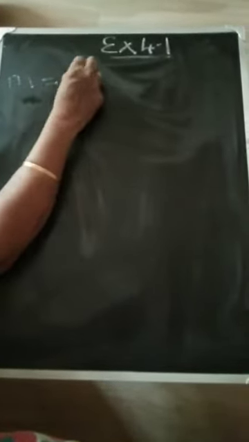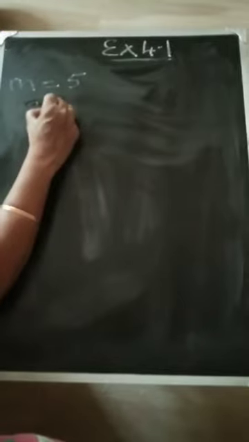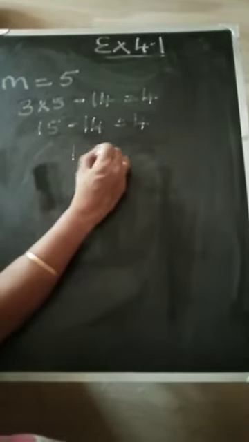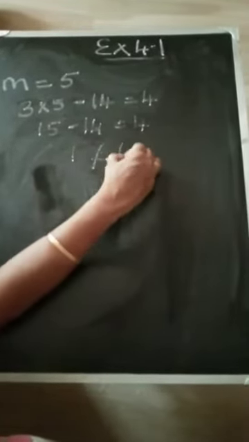M is equal to 5. So 3 into 5 minus 14 is equal to 4, which is 15 minus 14. So 1 is not equal to 4.